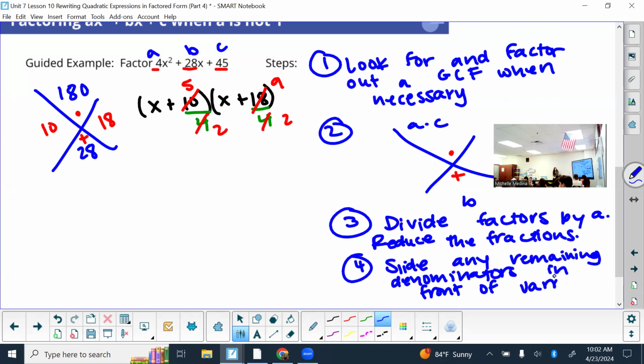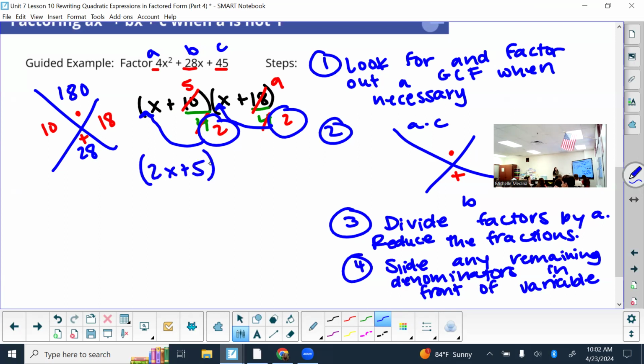Which you should have to at least once. Here I have to do it twice, because I have 2 remaining denominators. But that's what gives you that different number in front of the x squared. Once I slide my remaining denominators, this first parentheses becomes 2x plus 5. Second one becomes 2x plus 9.